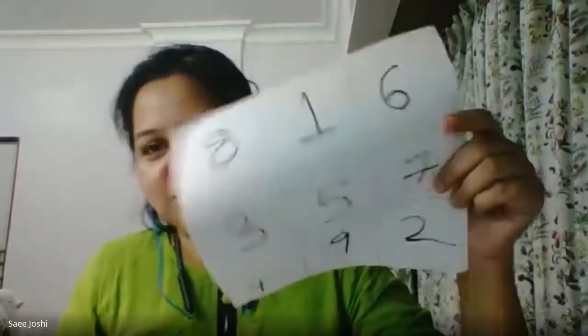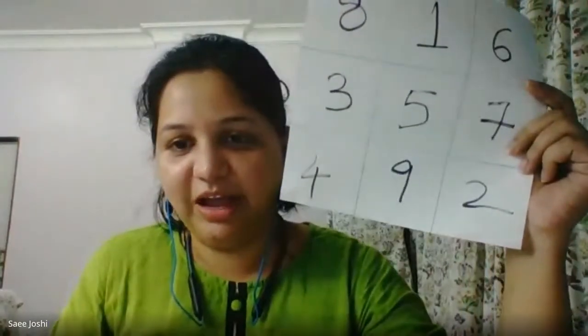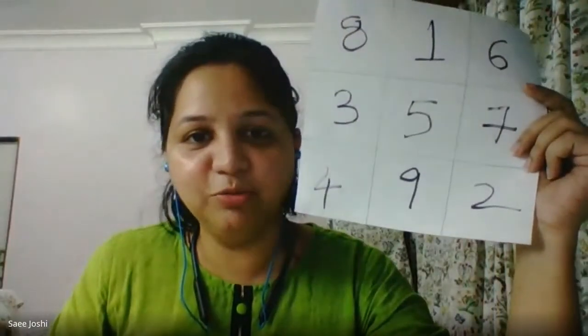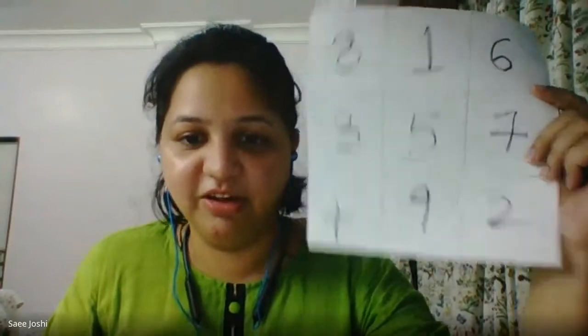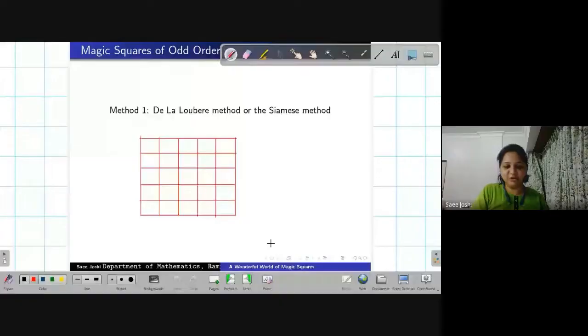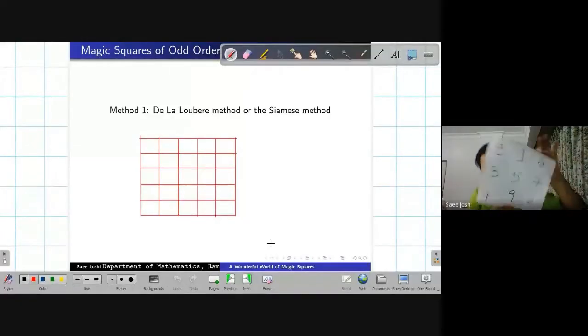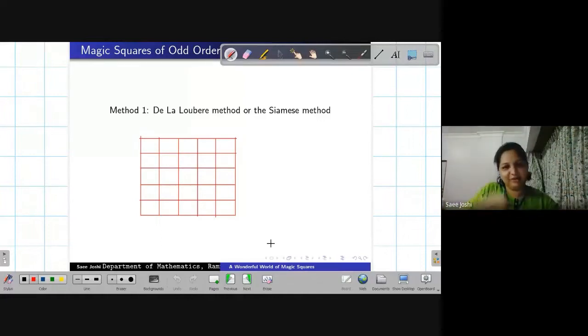Okay. So now likewise, this was a 3 by 3 square. Likewise, you can try to make a 5 by 5. Not always do you have to hold up a paper like this and go on flipping and rotating. You can quite well imagine this and try making a 5 by 5 square.